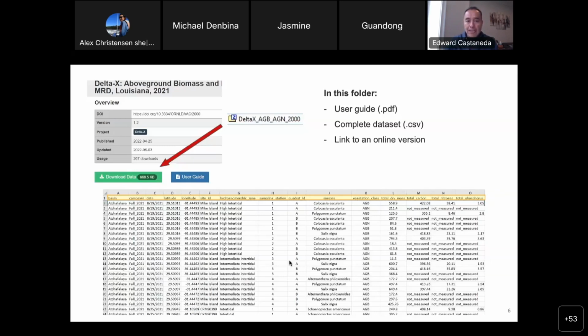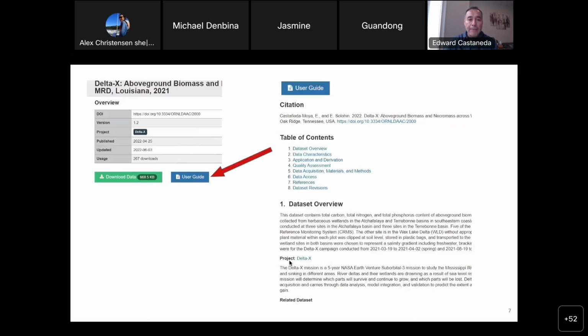Then the sampling station and quadrats. Within each station, we have duplicate quadrats that we harvest. Then in column J, you have the species. Then whether it's above ground biomass or necromass, AGB versus AGN. Then the total mass that we have per plot, and then the content of carbon, nitrogen, and phosphorus for that vegetation. If you click on the user guide, it gives you a comprehensive overview of the methods that I mentioned already. That's standard for every single data set.